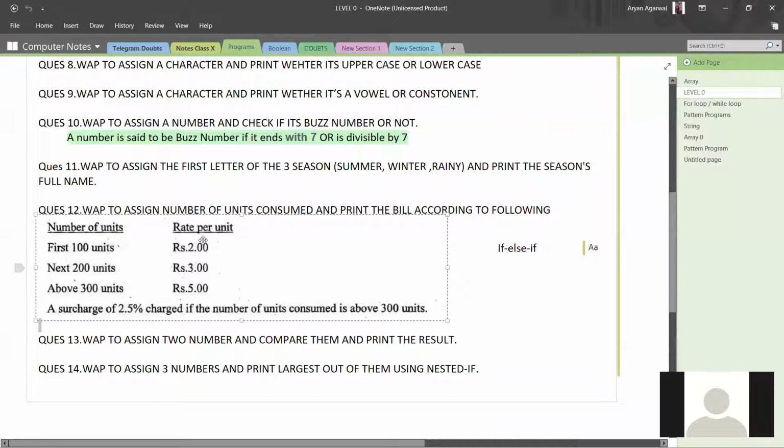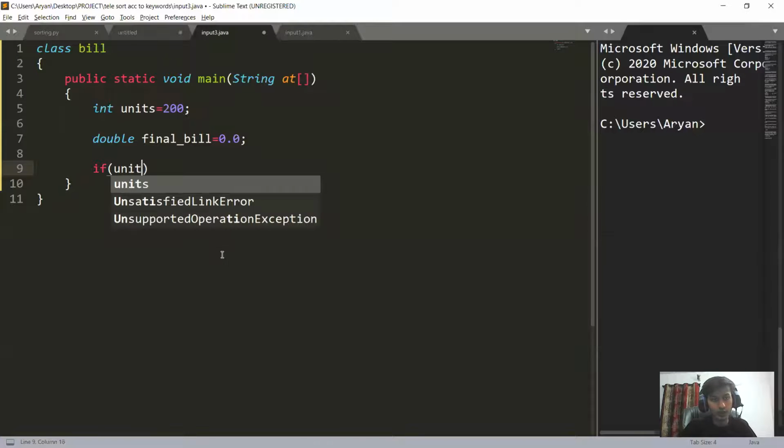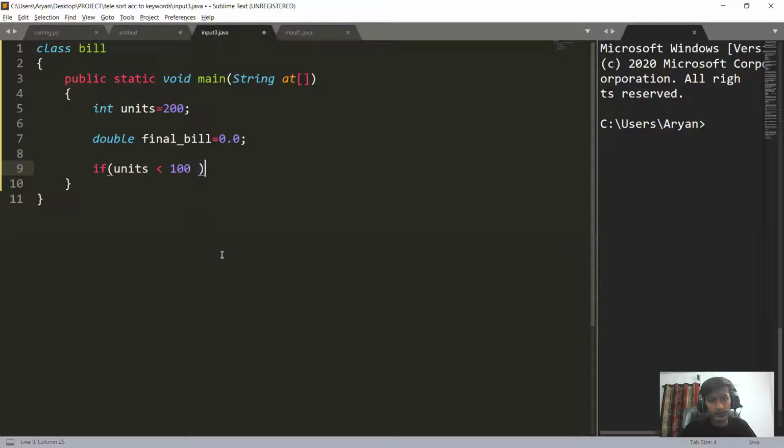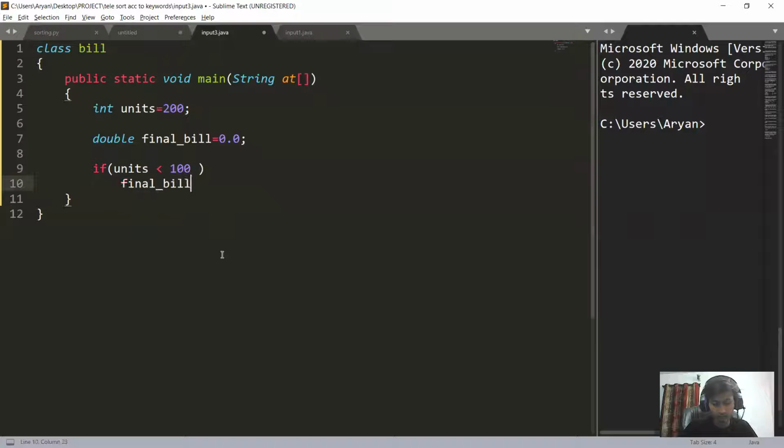The next thing is we have to calculate the bill according to the number of units consumed. So now we have to check it using if else if. The first condition is first 100 units, rate per unit is 2. So if units are less than 100, then our final bill would be 2 into units. Our rate was 2 rupees per unit.